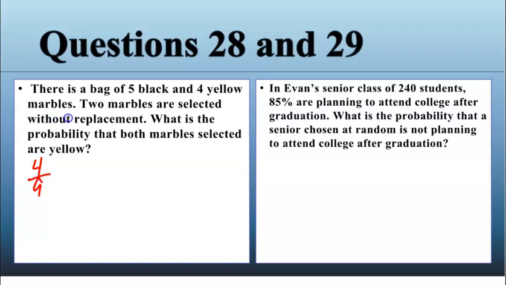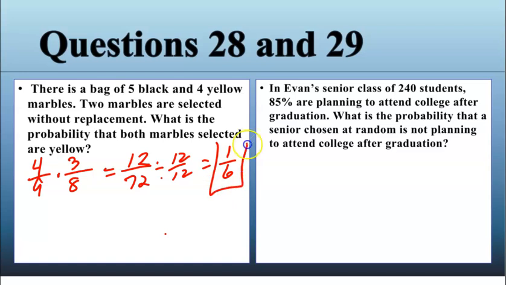But it says that you're not replacing it after you take one out. That means there are 8 left over. And out of the 8 there are only 3 that are left over that are yellow. So if I multiply, that gives me 12 over 72. I can divide these by 12 twelfths. And this is going to give us 1 over 6. You have 1 out of 6 chances of getting those 2 yellows.